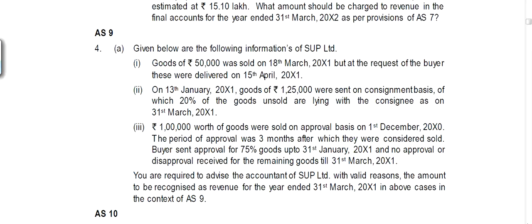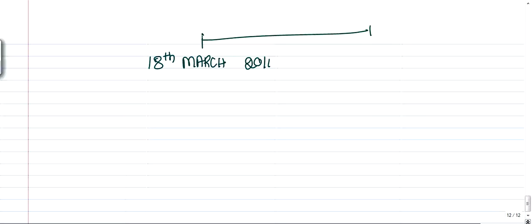We'll see the question. Given below are the following informations of SUP Limited. First one, goods of rupees 50,000 was sold on 18th March 2011, but at the request of the buyer, these were delivered on 15th April 2011. So on 18th March 2011, goods are sold but not delivered before the 31st March 2011, delivered on 15th April.